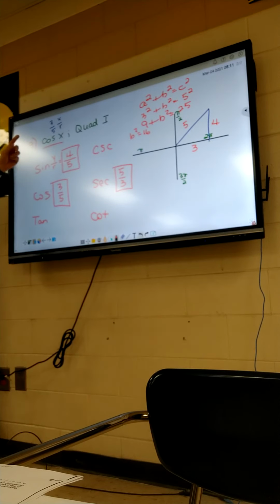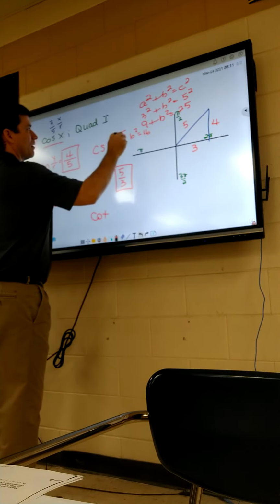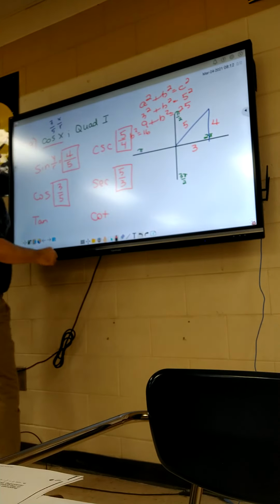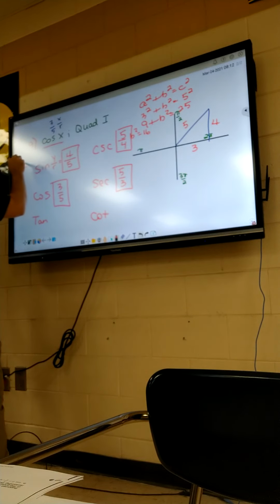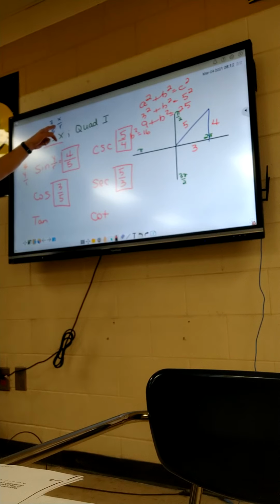And if I know sine is 4 over 5, what's cosecant? 5 over 4. Okay. Why is the 5 on bottom for sine? All right. So the formula is y over 1, right? Yeah, so whatever the r is always goes in where the 1 goes. Always.